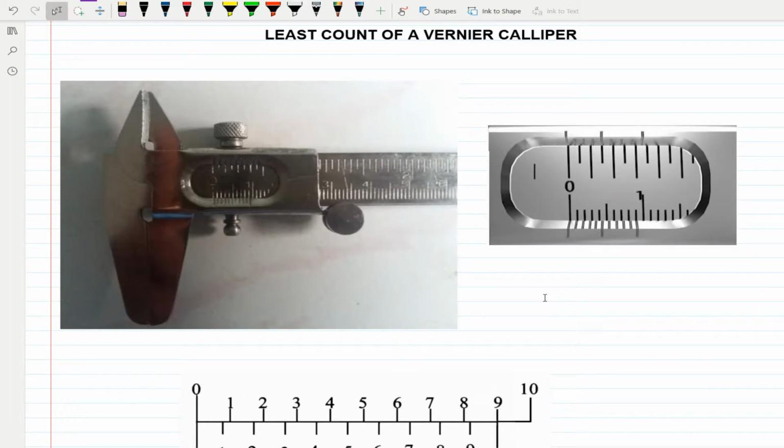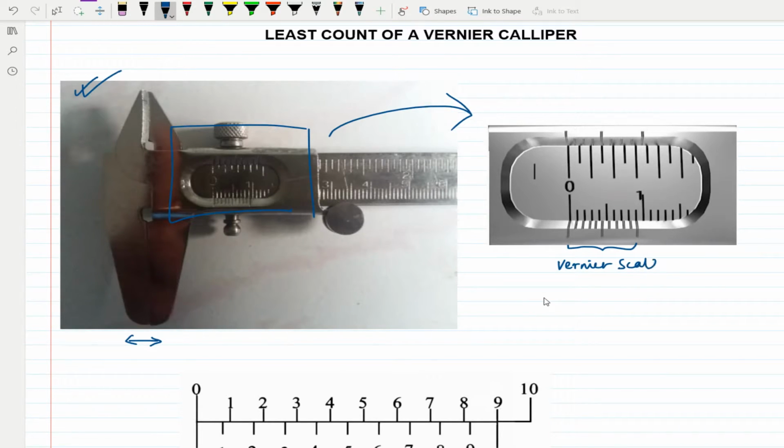Now coming to what the least count of a vernier caliper is and how to find the least count of any given vernier caliper. You can see in the image over here, we have a vernier caliper whose jaws are closed. I have magnified this part and shown it over here. The marking on the movable scale is the vernier scale, and the reading you take from it will be the vernier scale reading. The inside marking which you see is of the main scale.